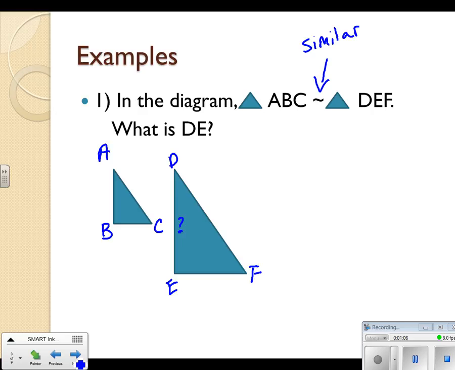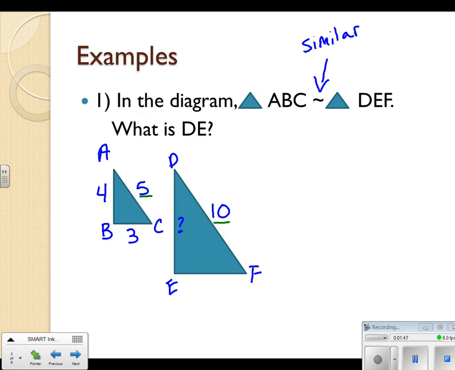And since they're similar, we can find DE if we have some information. So let's say A to B is 4, B to C is 3, and AC is 5. And then on our larger triangle here, I'm going to say that DF is 10. That is plenty of information for us to figure out DE. Since they're similar, which I stated, that means their corresponding sides are in proportion. So 5 on the smaller triangle corresponds to 10.